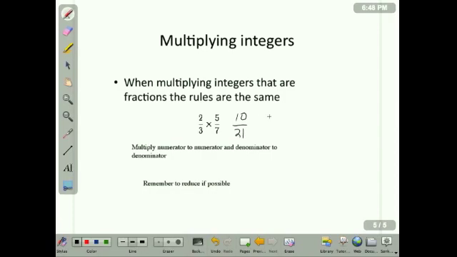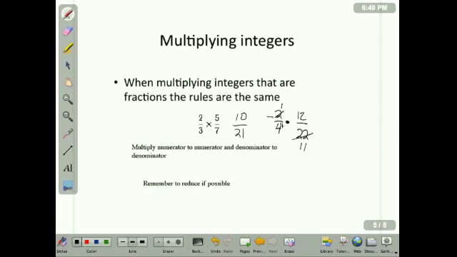Same idea applies if we're multiplying a negative 2 over 4 times 12 over 22. These numbers can get quite large if we don't see we can reduce first. So I can reduce a 2 and 22, and that's going to become a 1 and 11. 2 times 11 gets me 22.